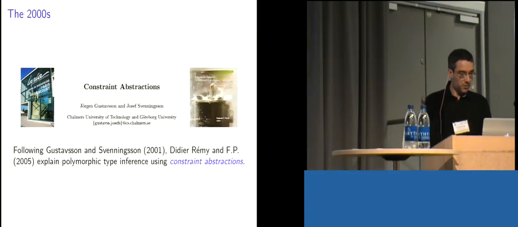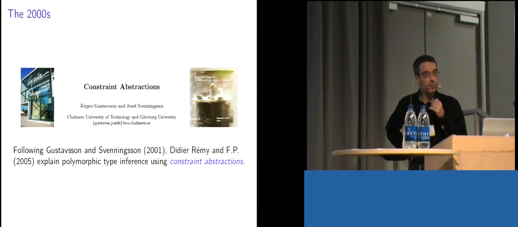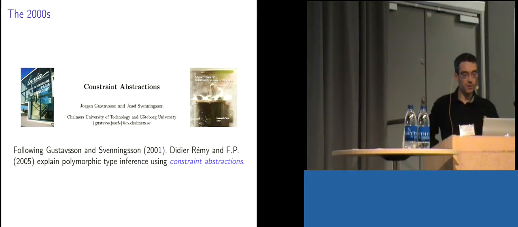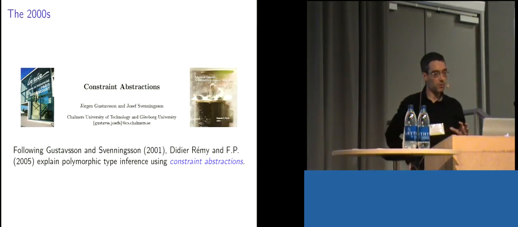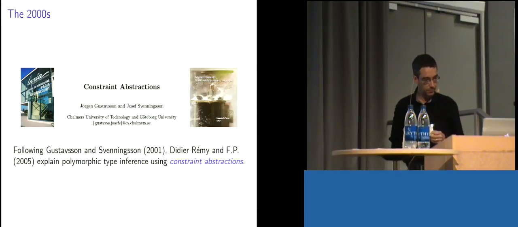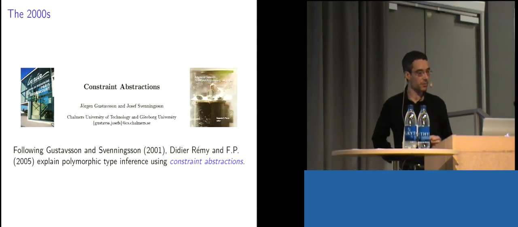In the 2000s, there was an interesting paper by Gustafsson and Svenningsson. They were working on a static analysis system with subtyping constraints, and they also wanted to explain polymorphism. And they came up with this idea that you could explain that using constraint abstractions. And that's an idea which Didier Rémy and I use to explain Hindley-Milner type inference too.